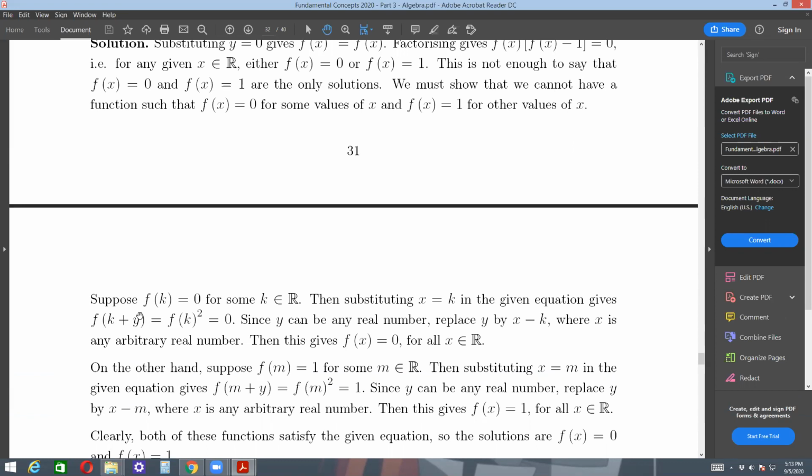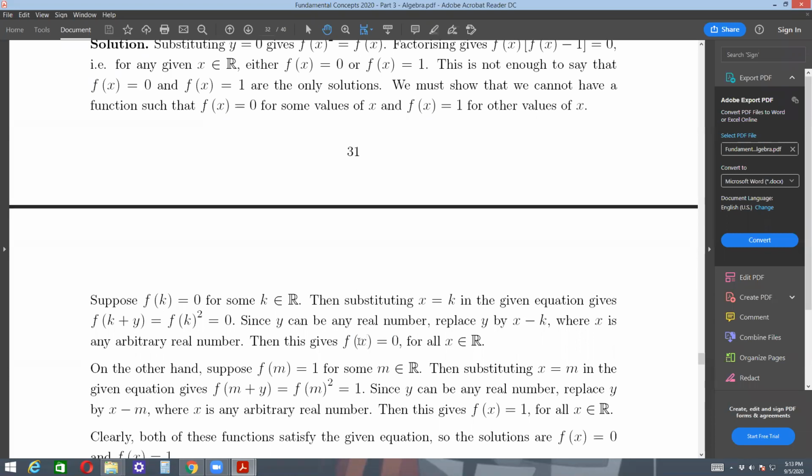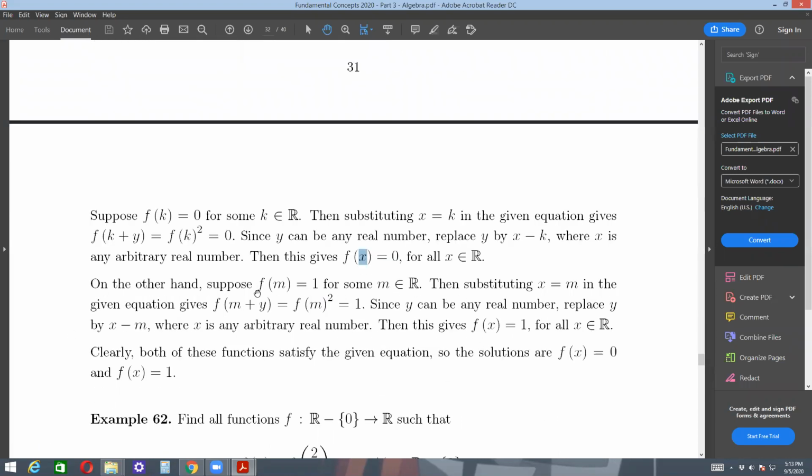We know that the right-hand side was x plus y, so you get f of k plus y is 0 basically. Now, y could be any real number, right? Remember dummy variable. So I could replace y with x minus k, right? X minus k is a real number. If I replace y with x minus k, I basically get f of x is 0. And now this x is any real number. So basically what that says is if f of k is 0 for some k, f of x is 0 for all x.